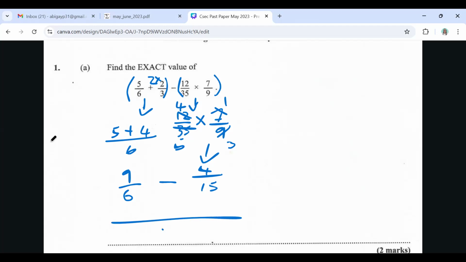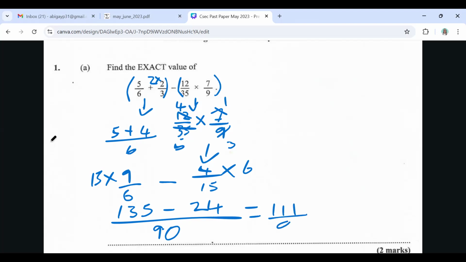6 times 15 is 90. And then 6 into 90 is 15. 15 times 9, 135. And 15 into 90 is 6. 6 times 4, 24. And then we subtract that. You can use your calculators. So it will be 111 over 90.